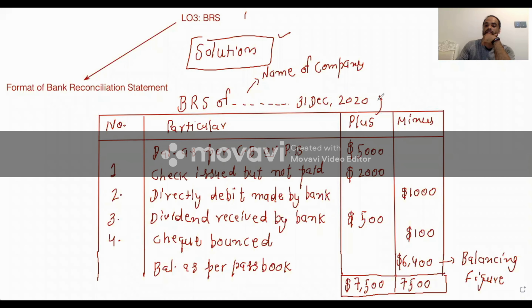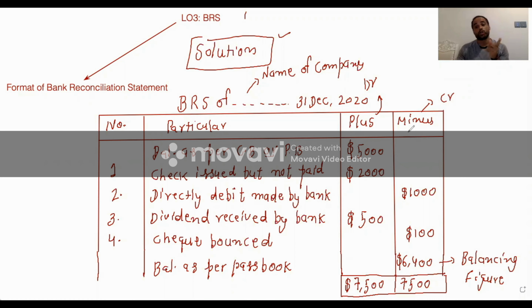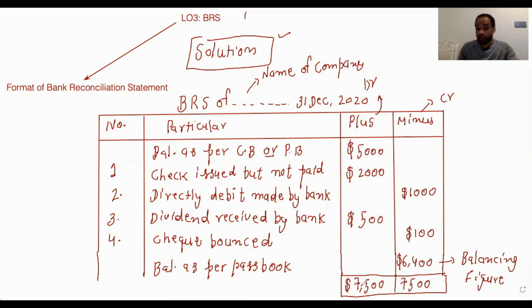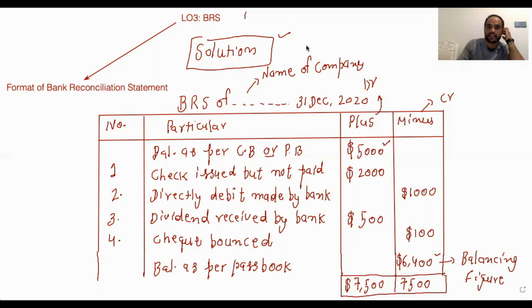So always remember, plus means debit. See, balance as per cash book means debit, and here is credit. So now, balance as per passbook, 6,400 credit. So it means your bank balance is credited by this number. So in your bank, you have this amount, not 7,500 or 5,000. According to your cash book, this is the balance, but according to your passbook, this is the balance. So right now you can understand how much balance is available in your passbook, which is 6,400. Always remember, in this question, this is your answer.